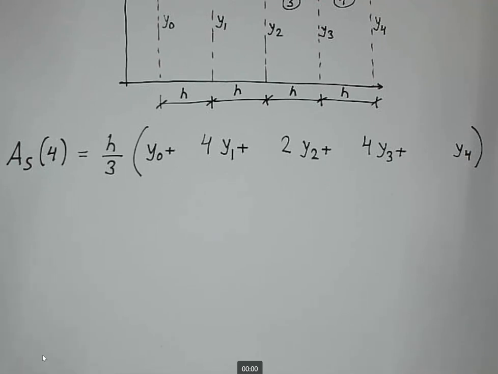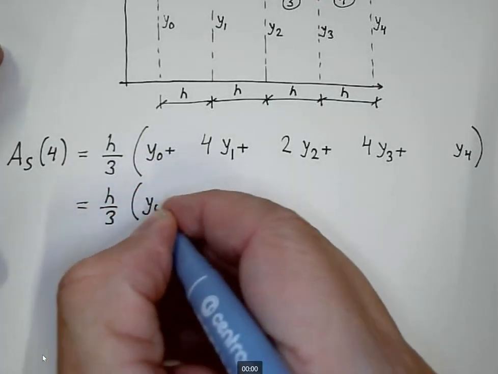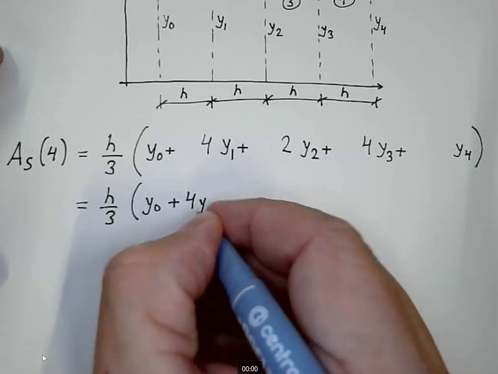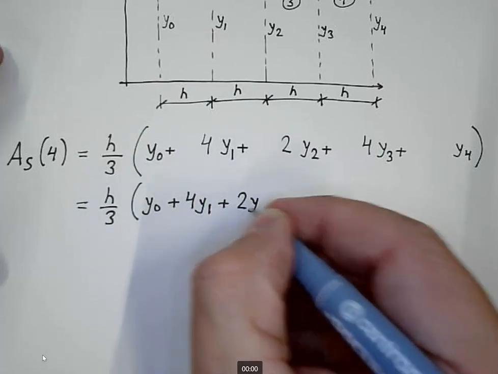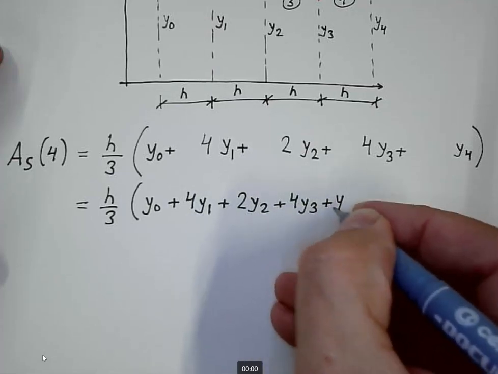Well, it doesn't look so nice. I will write it in a clearer form: y0 plus 4y1 plus 2y2 plus 4y3 plus y4.